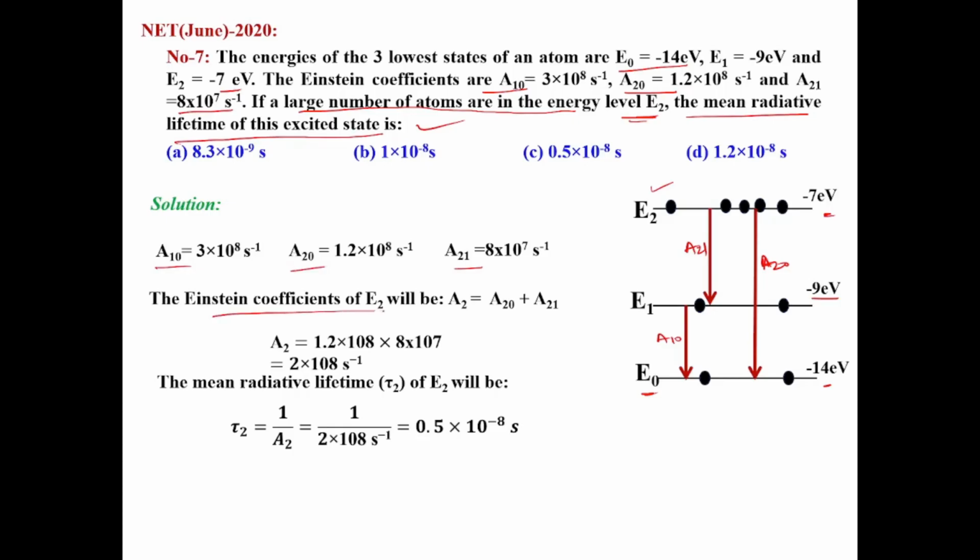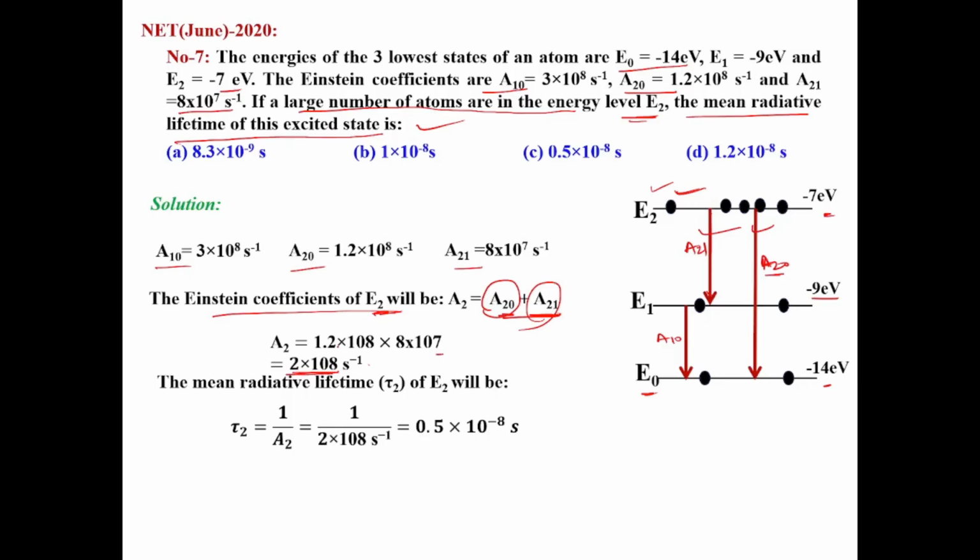So the Einstein coefficient of level 2 will be the sum of A20 and A21, because transition happens from level 2 to these two levels, right? So the net Einstein coefficient for E2 equals this much. A20 is given, A21 is also given. So A2 will be 10 to the power 8 plus 10 to the power 7, so this will be 2 into 10 to the power 8.